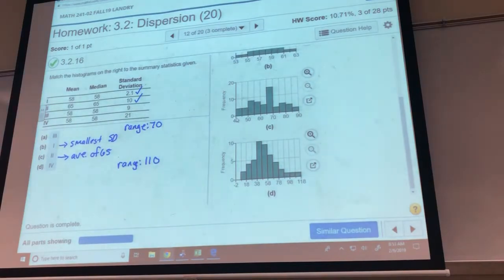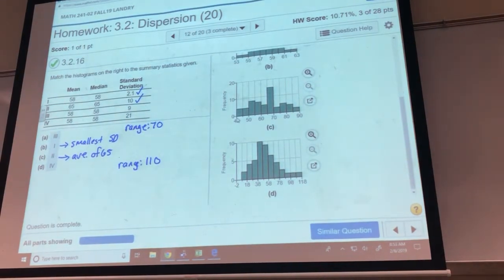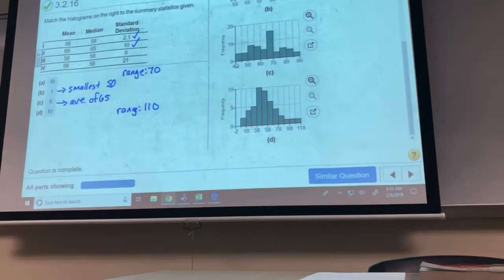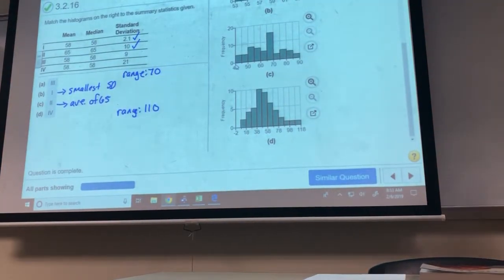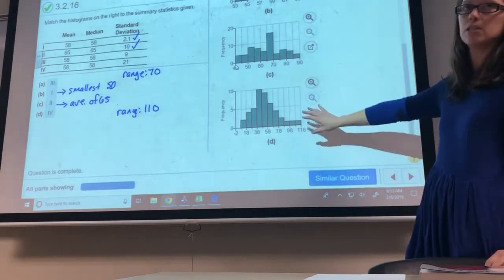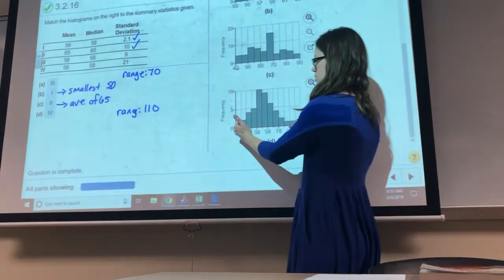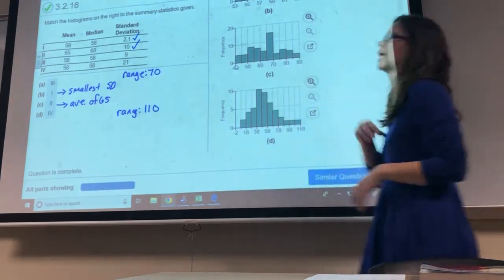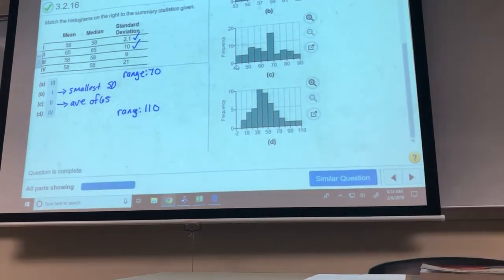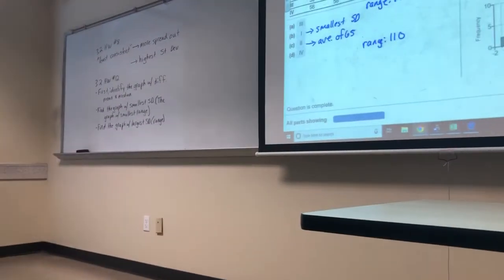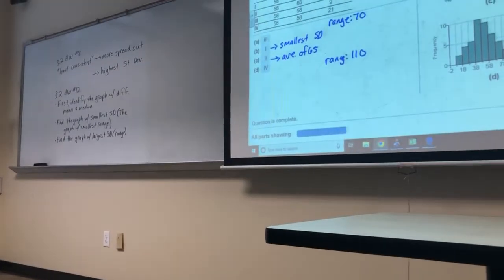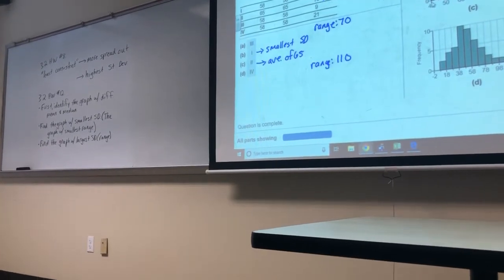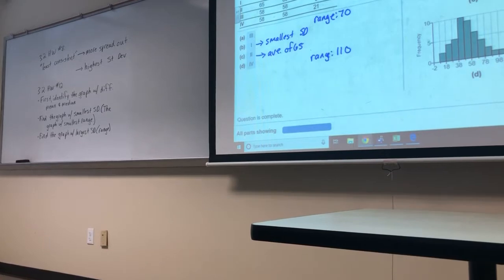So with this one, just start by checking the mean and the median, finding the one that kind of doesn't belong, and then to figure out which one has the largest or the smallest standard deviation, just find the one that has the largest and smallest range, just looking at the units down here of the lower class limits. Okay. That's everything I wanted to do from there.